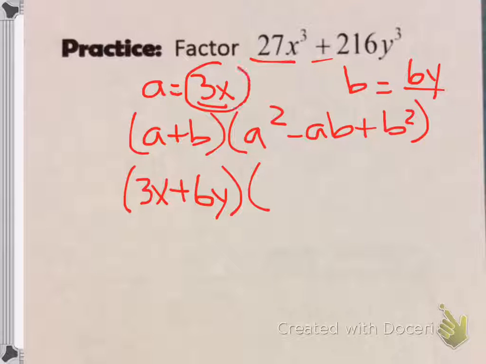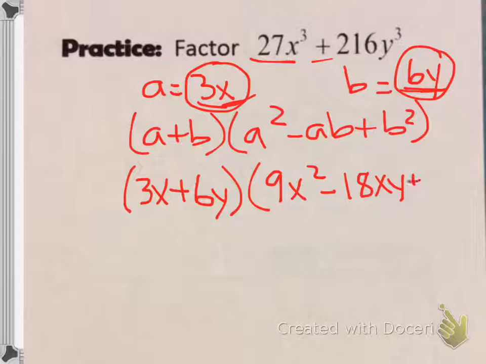You're going to square the whole a term, which is going to be 9x squared, times the 3x and the 6y together to get your minus ab, so a minus 18xy, and then square your b term, which would be plus 36y squared for your solution in factored form.